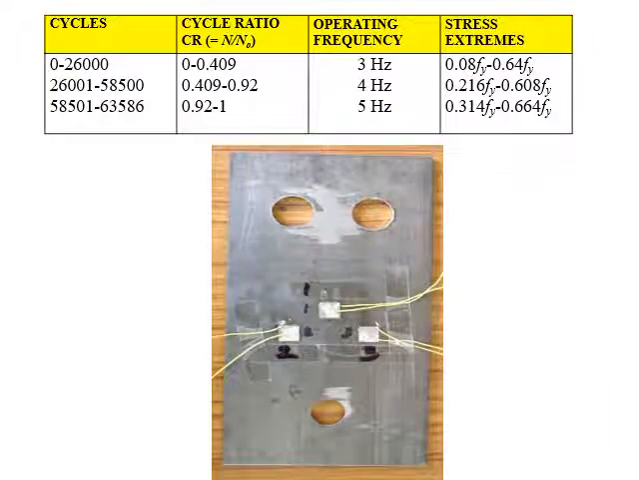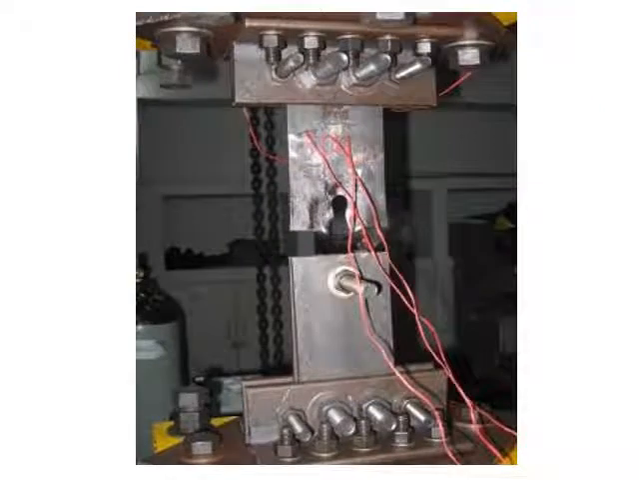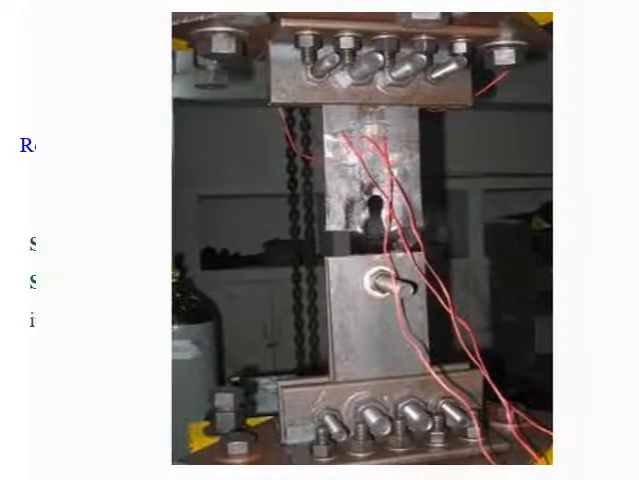So here is a summary of the cyclic loading for one of the specimens, that it underwent a total of 63,586 cycles. We show it in terms of the cycle ratio. Cycle ratio 1 means that it is the final cycle or the end cycle, and cycle ratio 0.409 means that it has undergone 40.9% of the total cycles till failure. This is the failure mode of one of the specimens.